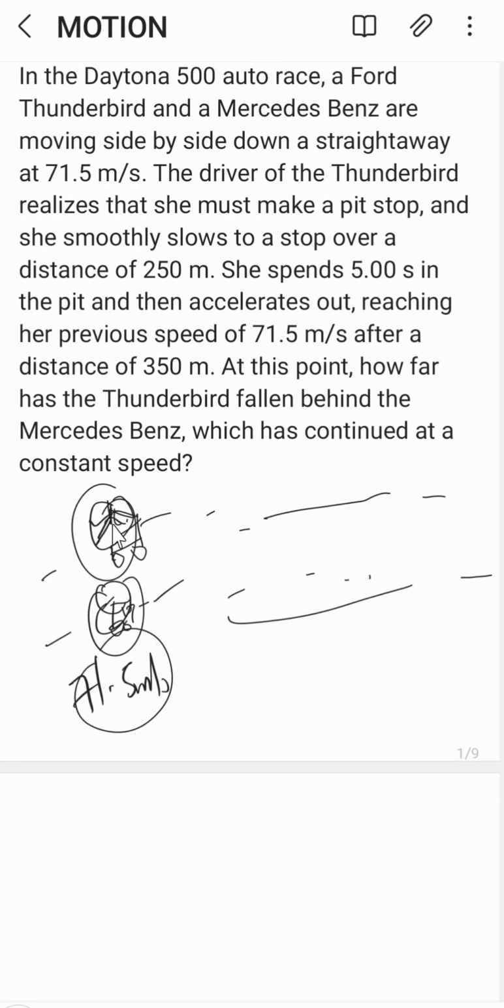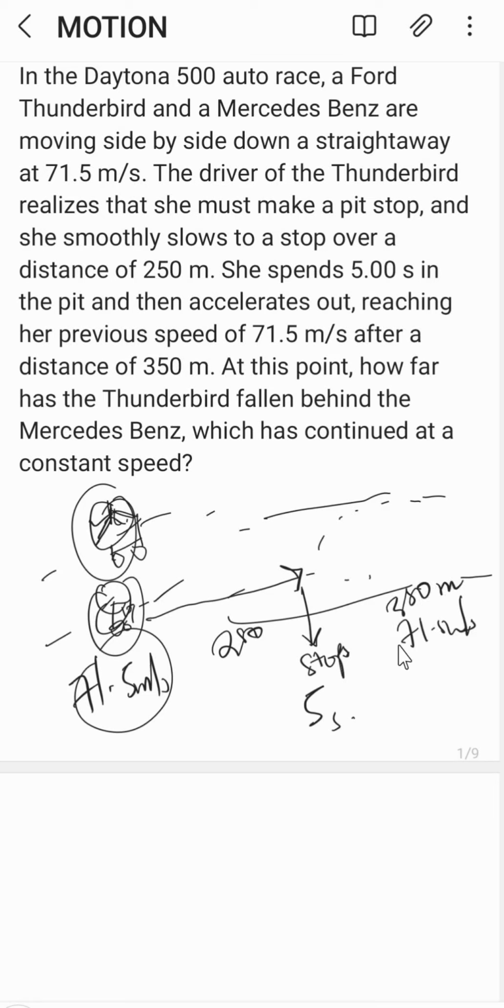The driver of the Thunderbird realizes that she must make a pit stop, and she smoothly slows to a stop over a distance of 250 meters. She stops there, then spends 5 seconds in the pit, and then accelerates out, reaching her previous speed of 71.5 meters per second.